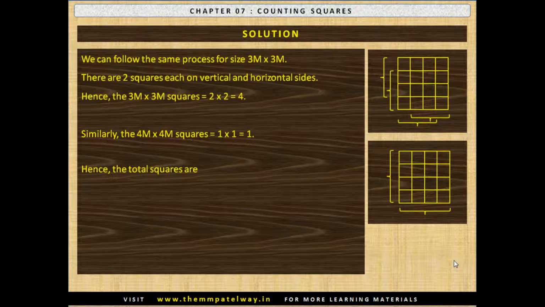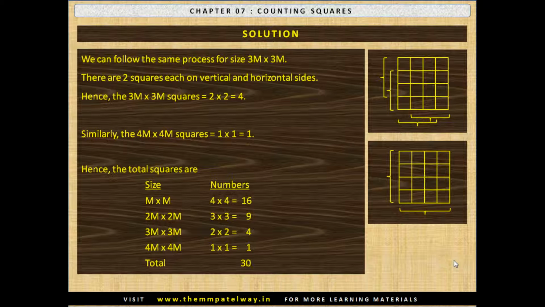Hence, the total number of squares are: m into m equals 16, 2m into 2m equals 9, 3m into 3m equals 4, and 4m into 4m equals 1, giving us a total of 30.